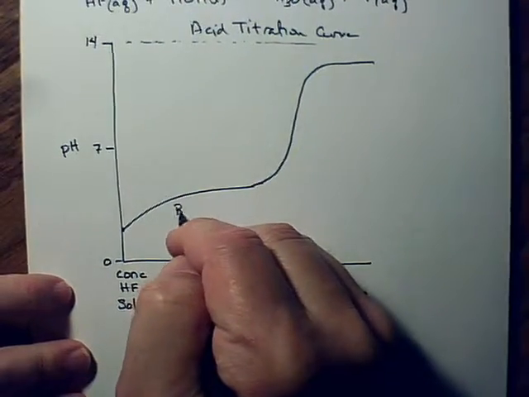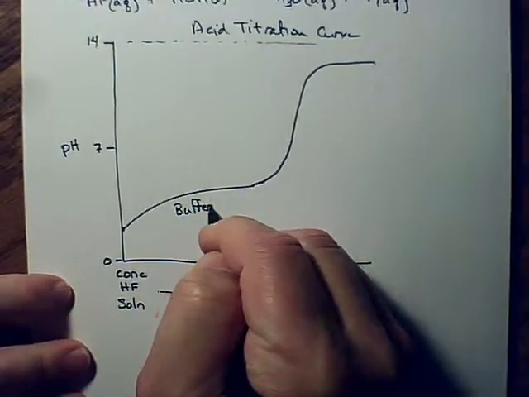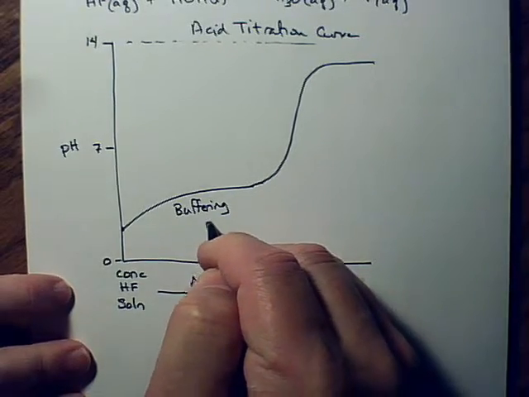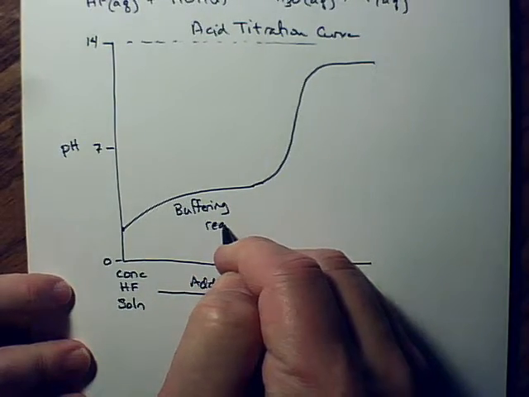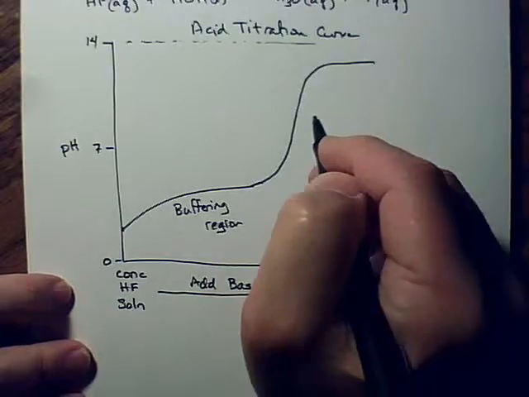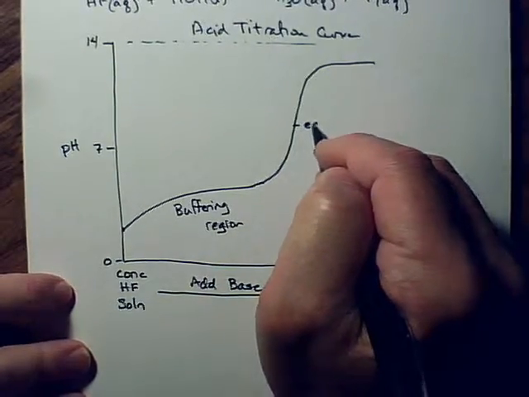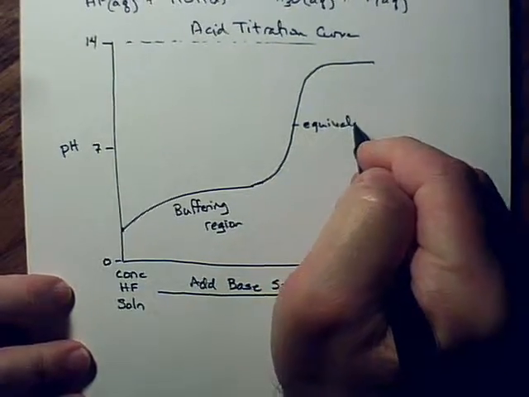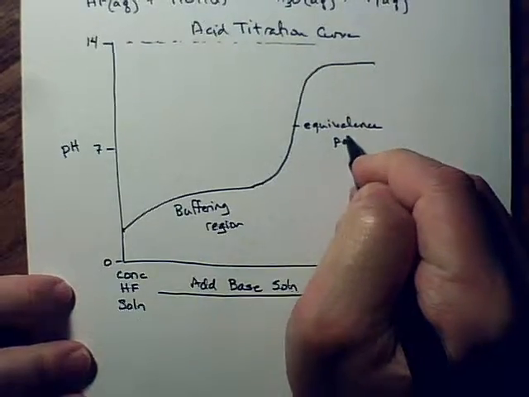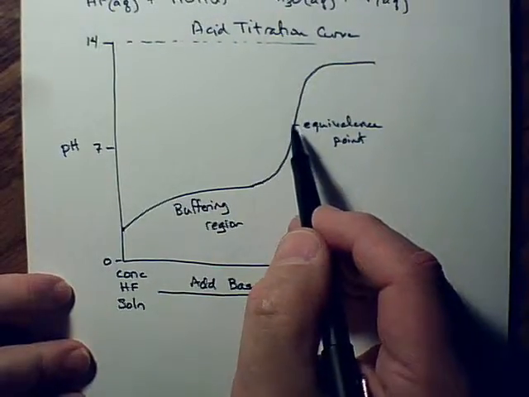I would label this as the buffering region. Since we have a weak acid, there's always a buffering region. And sometimes there's more than one buffering region. We've got an equivalence point here. And the equivalence point is going to be at the steepest part of the cliff face.